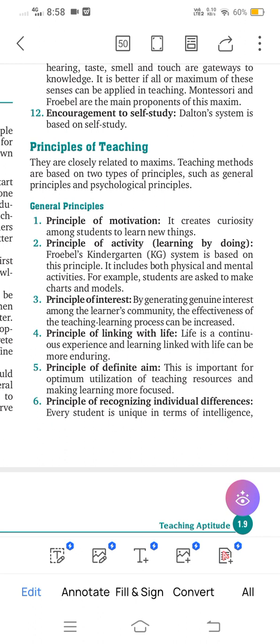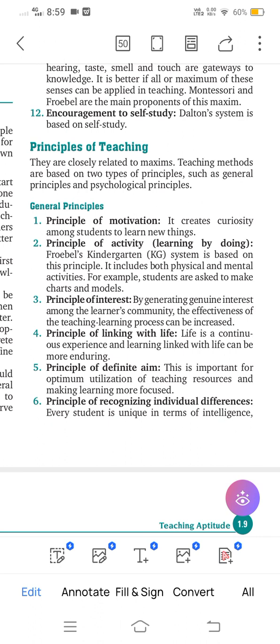Principle of activity, learning by doing. Froebel's kindergarten system is based on this principle. It includes both physical and mental activities. For example, students are asked to make charts and models. And principle of interest, by generating genuine interest among the learners community, the effectiveness of the teaching learning process can be increased.